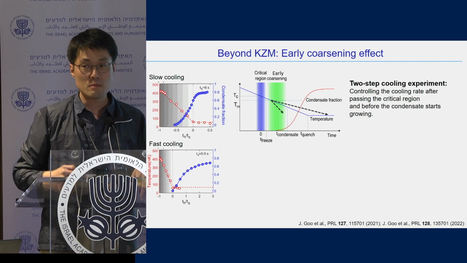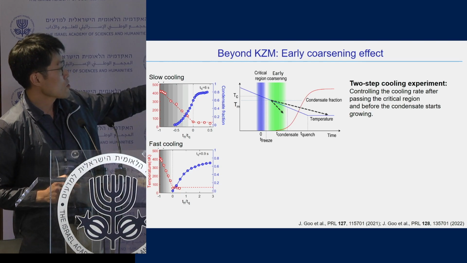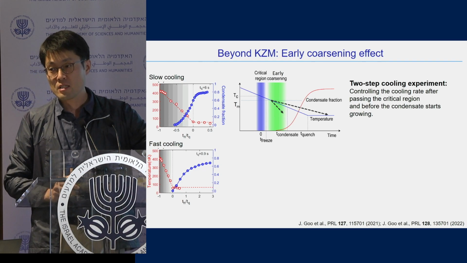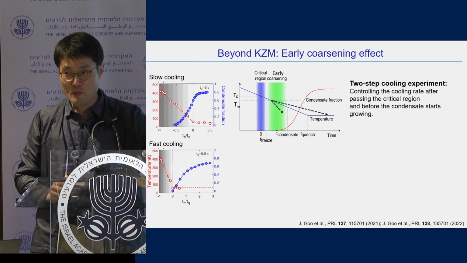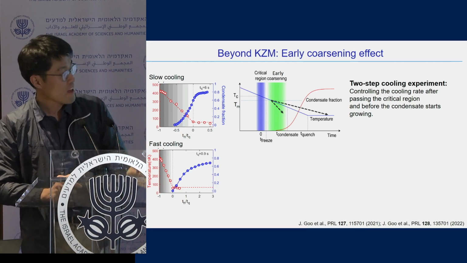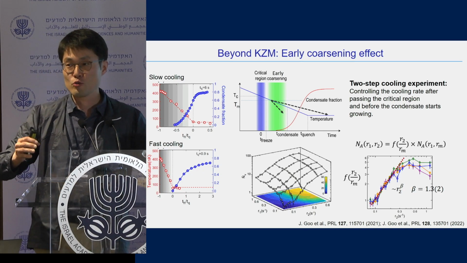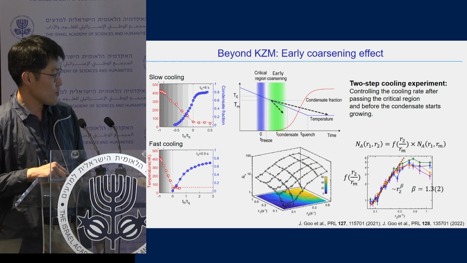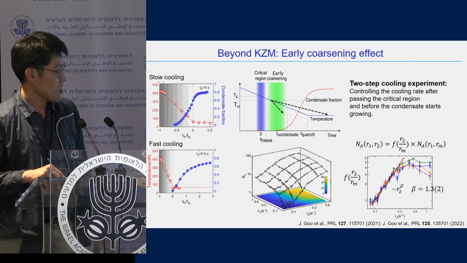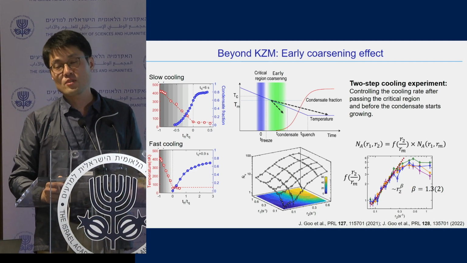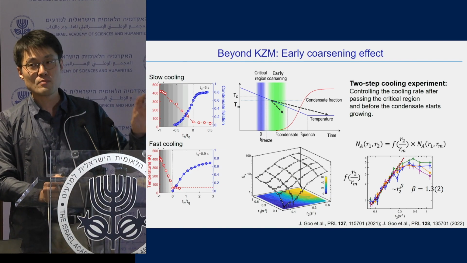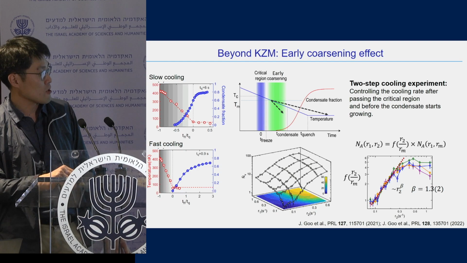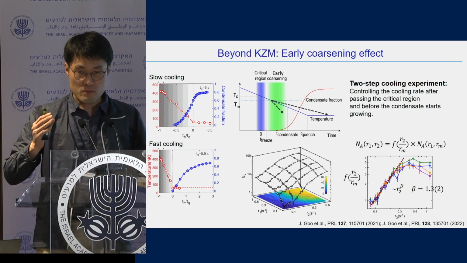And then to test it out, we apply a so-called two-step cooling experiment. Here, we control the cooling rate when the system is crossing the critical region, and then after passing the critical region. The first cooling rate determines the initial length scale for defect formation, and the later cooling rate governs how your order parameter is growing in your system. By controlling the two quench rates independently, we measure the defect numbers, and very interestingly, when we normalize them, we found that the enhancement factor of the final defect number is independently governed by this second quench rate. So we found that the final defect number can be factorized in this manner, a kind of universal function.